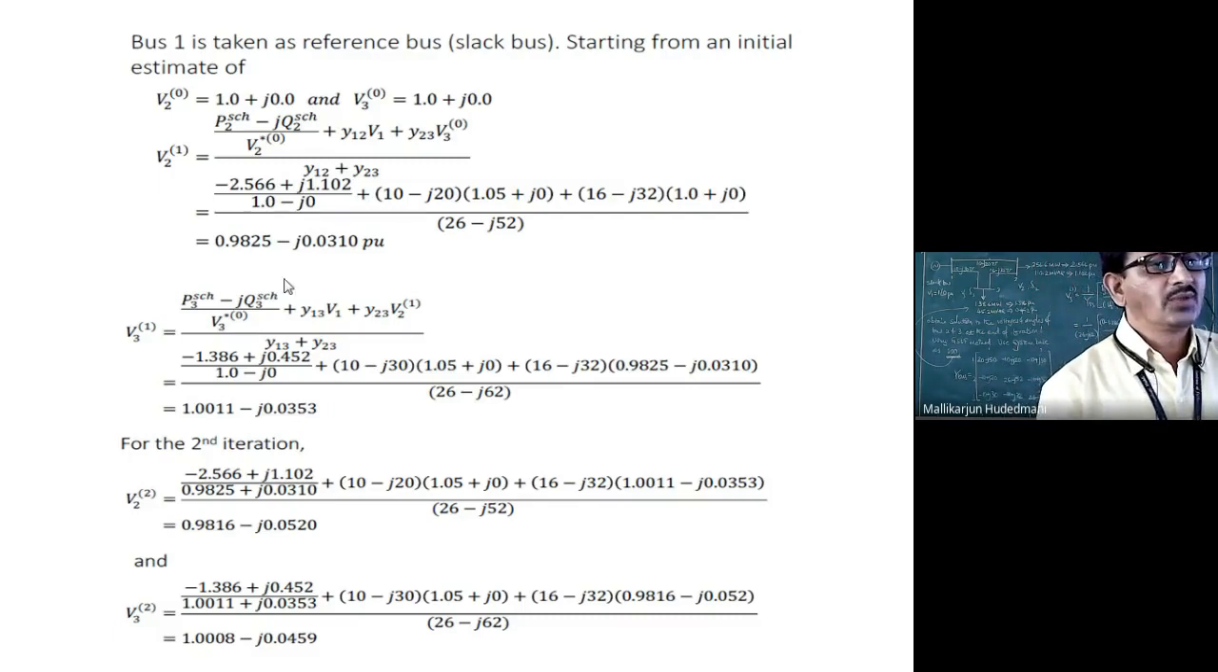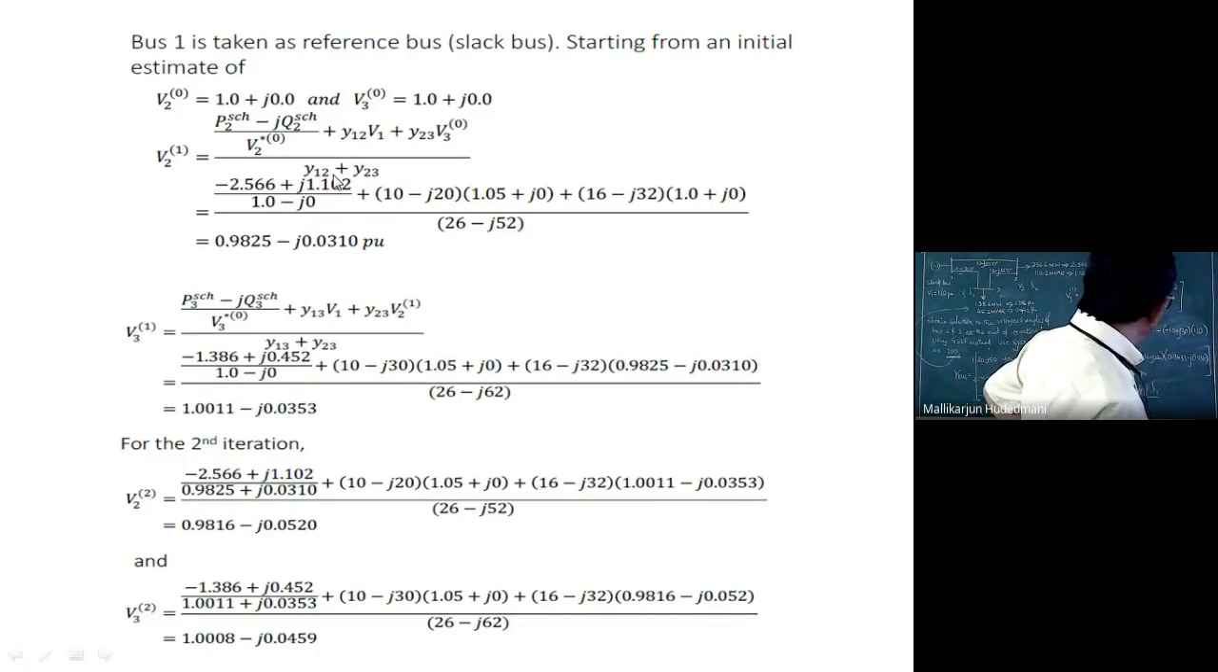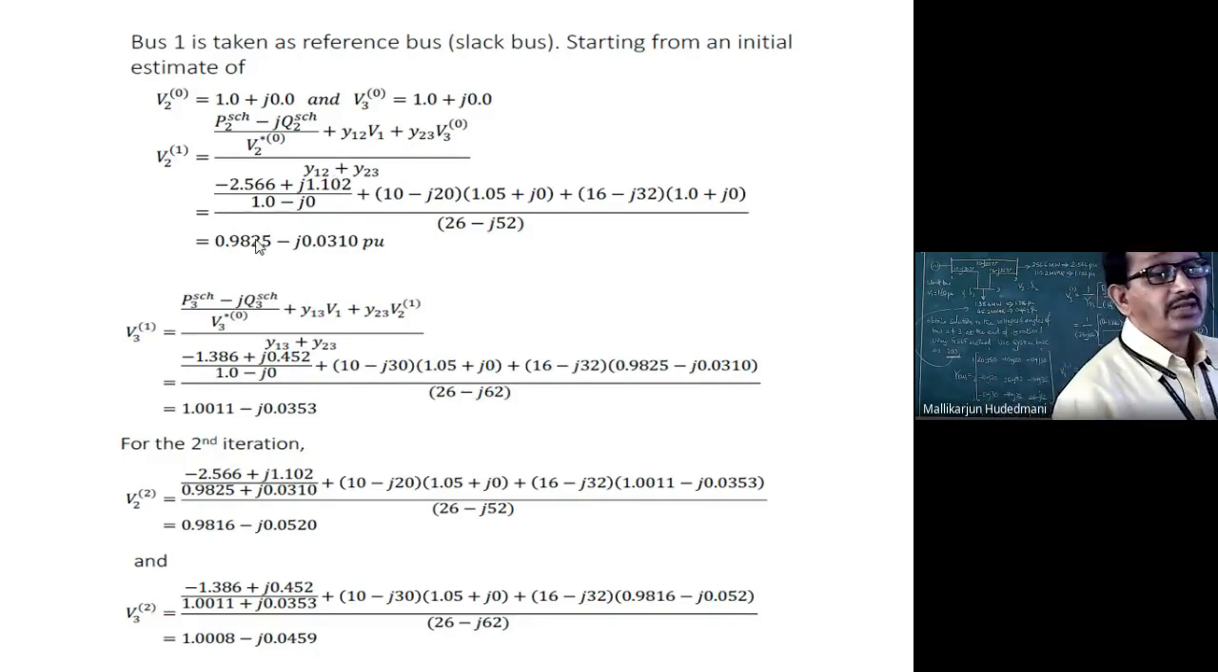So when we substitute the first term, Y21 and V1, 1.0500, minus earlier, now it's plus. Then it is 2 to 3 into V3 initial divided by Y22. If you simplify, 0.9825 minus j0.0310 pu is your answer. This is how I get a very close answer. Once I get this answer numerically, I will be using it in the next step.